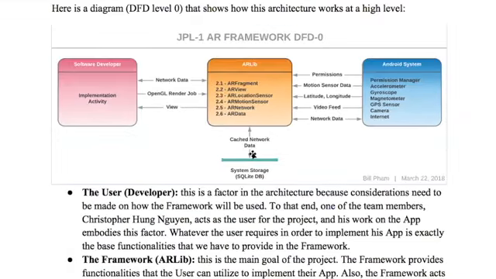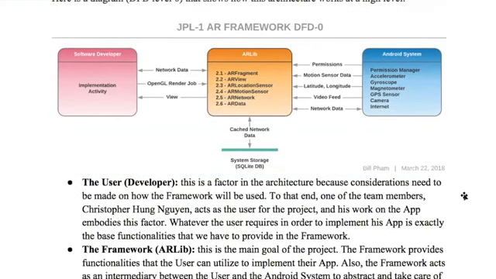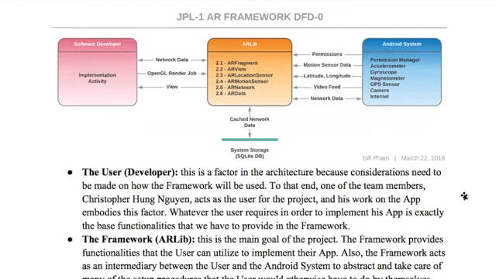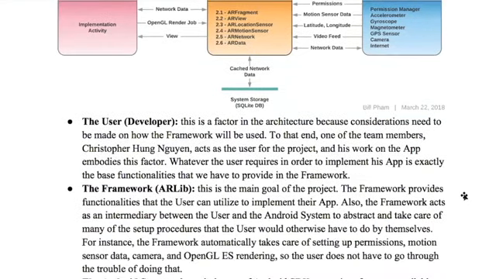Okay, the user developer. This is the factor in the architecture. Considerations need to be made on how the framework will be used. To that end, one of the members, Christopher Hung Wen, acts as the user for the project, and his work on the app embodies this factor. Whatever the user requires in order to implement his app is exactly the base functionalities that we have to provide in the framework. This is the main goal of the project.